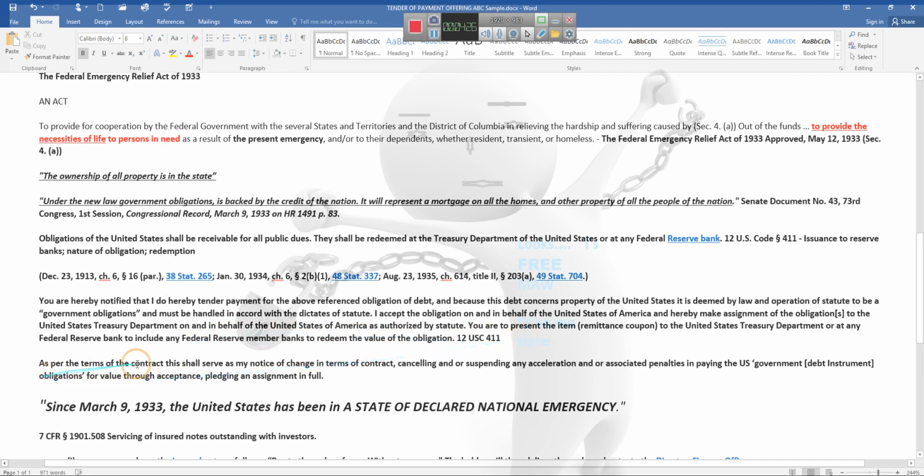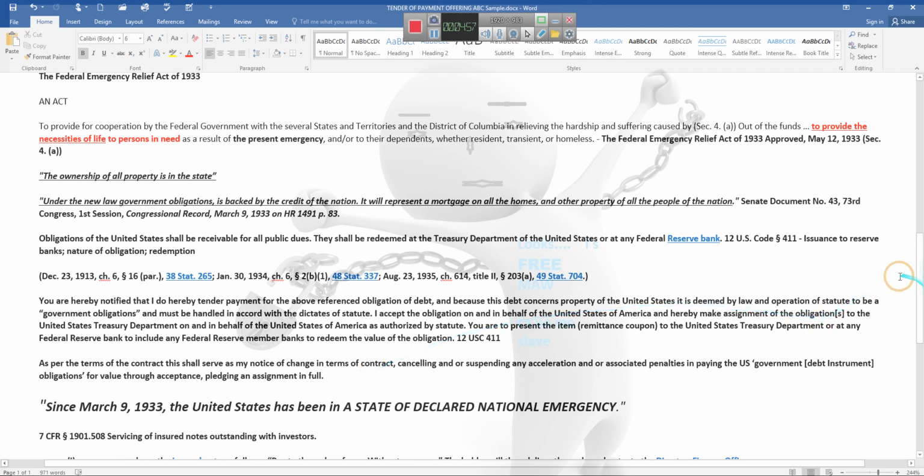As per the terms of the contract, this shall serve as notice, my notice, of change in terms of contract, canceling and suspending any acceleration and/or associated penalties for paying the U.S. government debt instrument obligations for value through acceptance, pledging of assignment in full. Just as simple. You don't need all the other language because that says everything.